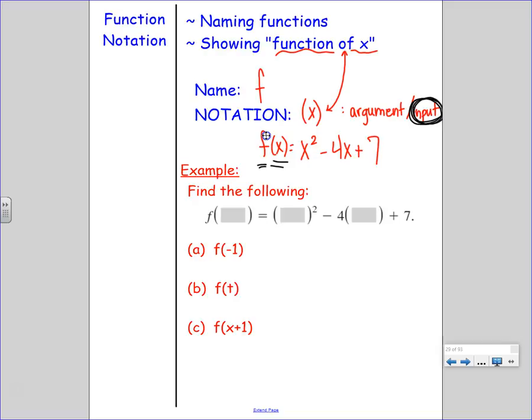So, if something comes along like f of -1, think about the notation. What's in the parentheses tells us the input. What am I going to do up here in the rest of the equation? Plug in -1. But, don't you dare forget to write a parentheses. It's for your own good, I promise. I'm not just trying to pile work on you.